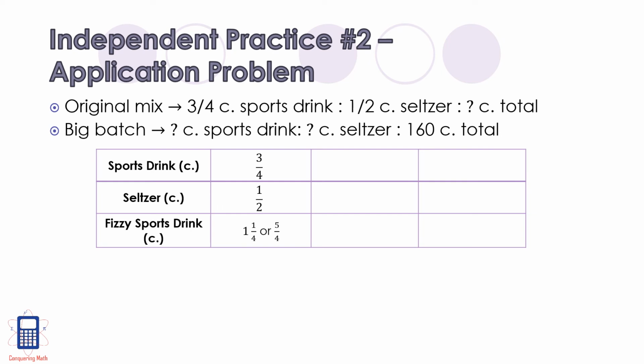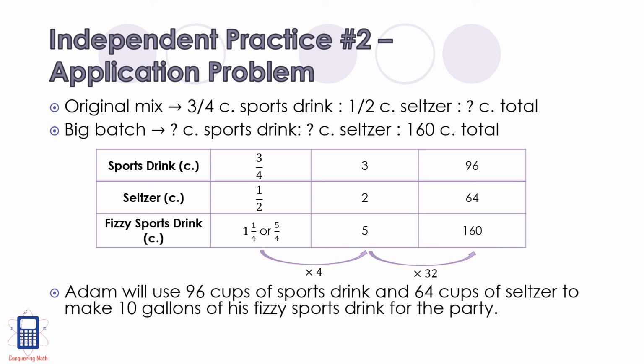Once again, we need to get a whole number in order to then step up to 160 total cups. So our first step, we'll multiply by 4, and then we'll have, once again, 5 cups of the fizzy sports drink. Now when we multiply the other two numbers by 4, we get 3 cups of sports drink, 2 cups of seltzer. Now we need to get to 160 total cups, so we'll multiply by 32. 3 times 32 is 96, and 2 times 32 is 64. So Adam will use 96 cups of sports drink and 64 cups of seltzer to make 10 gallons of his fizzy sports drink for the party.